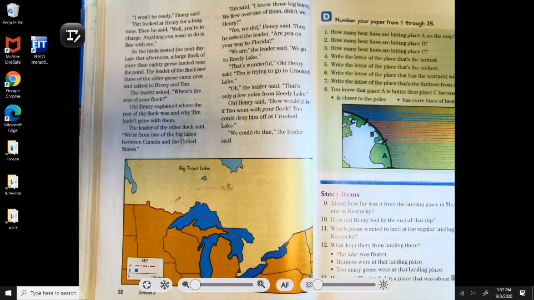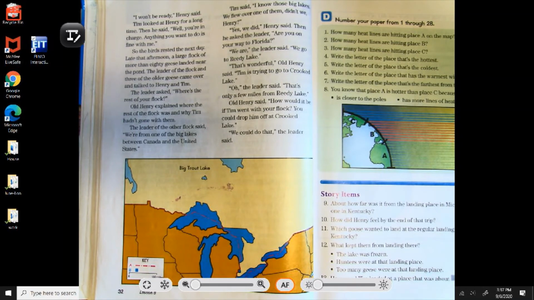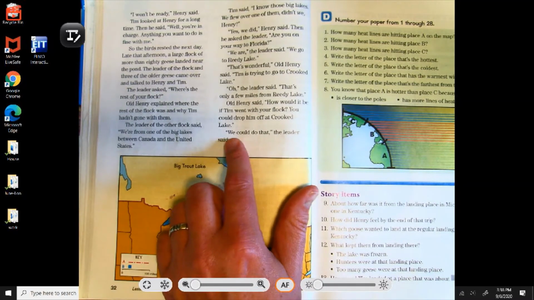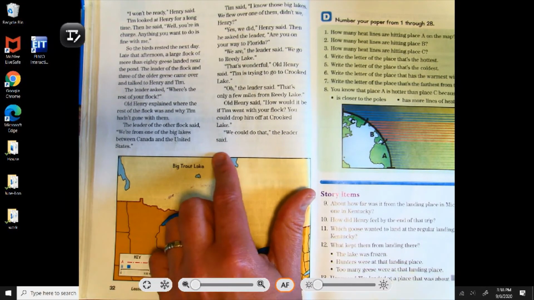"We go to Reedy Lake." "That's wonderful," old Henry said. "Tim is trying to go to Crooked Lake." "Oh," the leader said. "That's only a few miles from Reedy Lake." Old Henry said, "How would it be if Tim went with your flock? You could drop him off at Crooked Lake." "We could do that," the leader said.